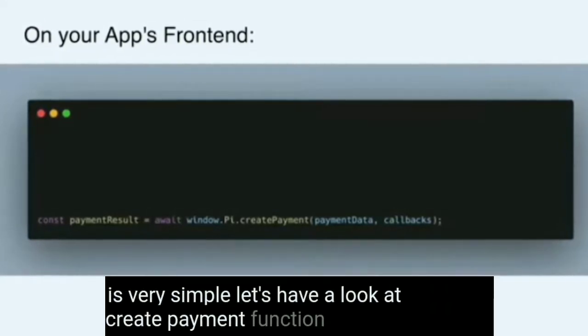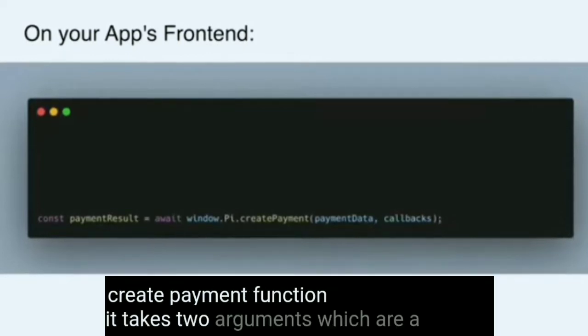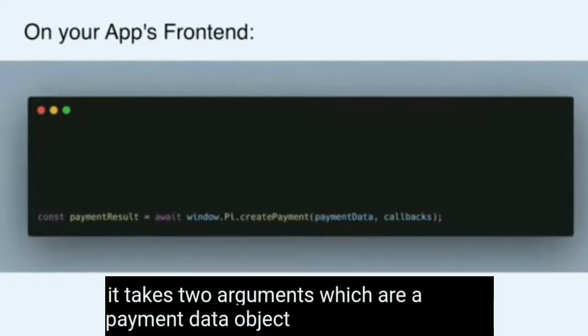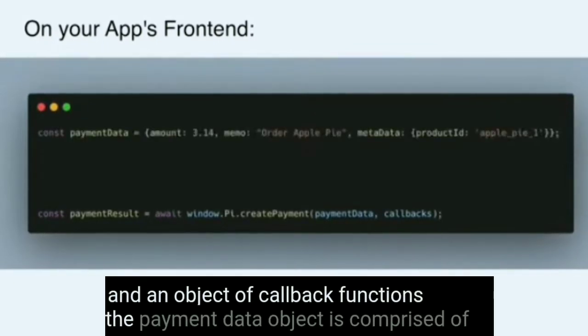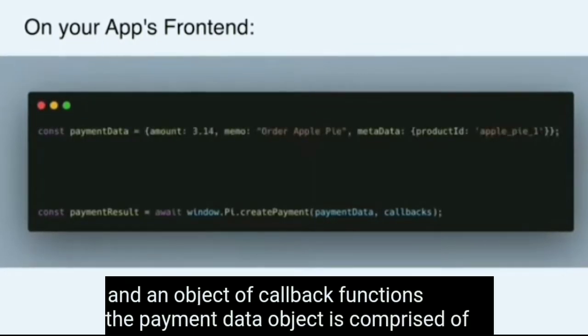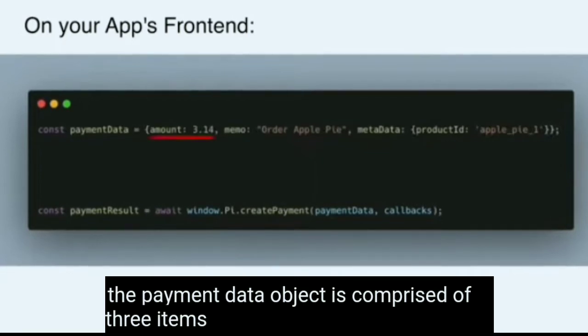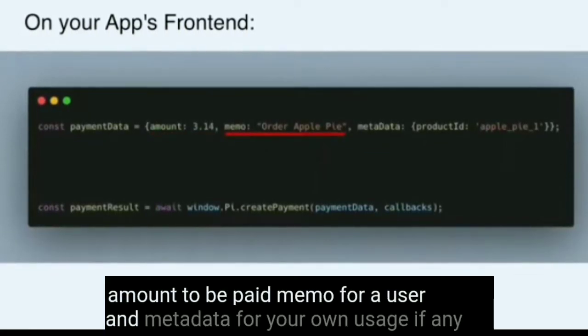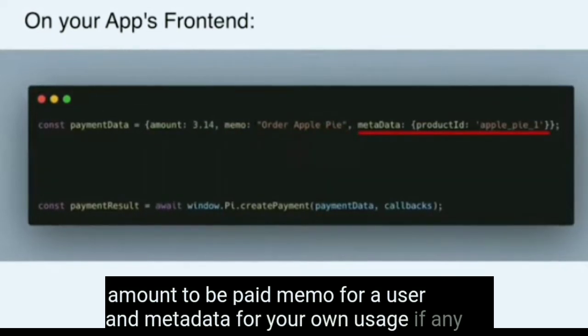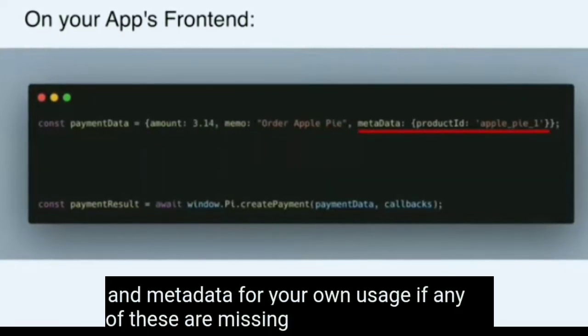With the Pi SDK, creating a payment in Pi apps is very simple. Let's have a look at the createPayment function. It takes 2 arguments, which are a payment data object and an object of callback functions. The payment data object is comprised of 3 items: amount to be paid, memo for a user, and metadata for your own usage. If any of these are missing, you'll get an error.